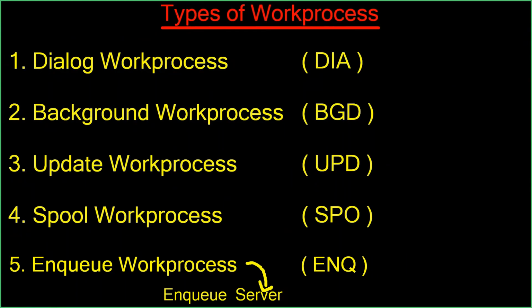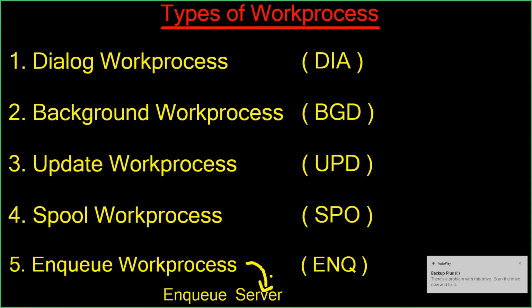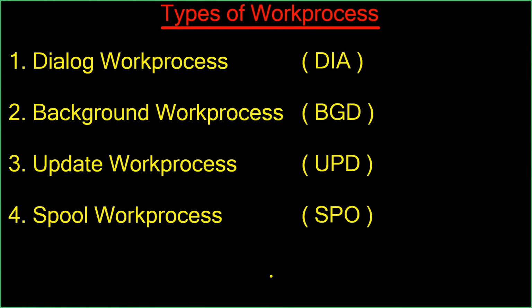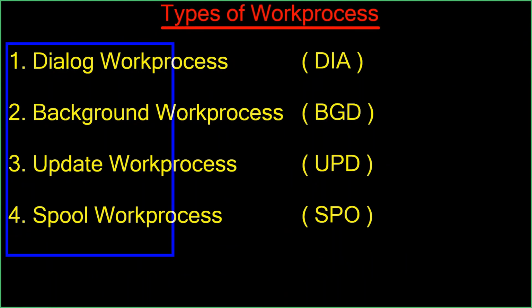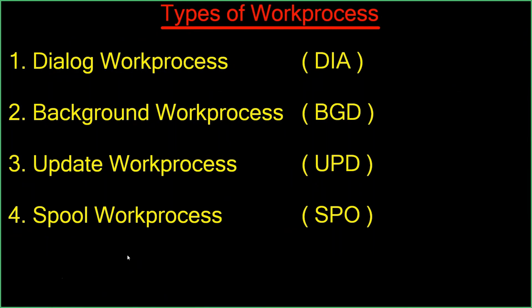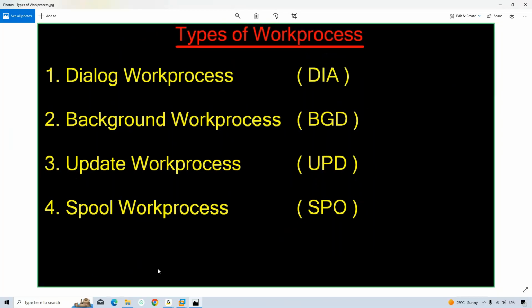Previously we directly had the ENQ work process. But at present the ENQ work process is not there; in its place, we have the ENQ server. That is the reason we have only four types of work process: dialog, background, update, and spool. And what about the ENQ server? I will show you.